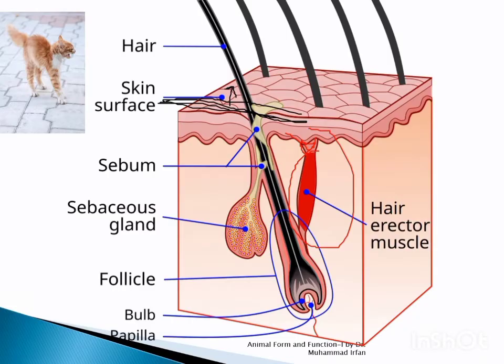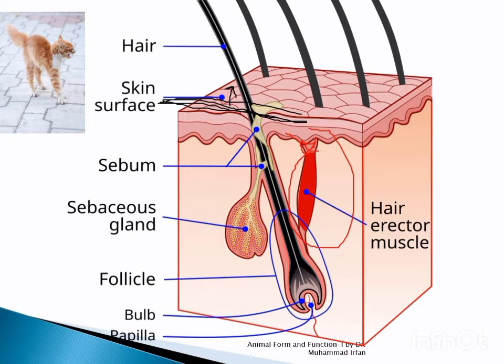Another accessory structure is the erector pili. These are the smooth muscle cells that are associated with the hair follicle. We know the hair follicle has two types of tissue layers, the epithelial sheet and the dermal root sheet. So these muscle cells extend from the dermal root sheet of the hair follicle to the papillary layer of the dermis of the skin.